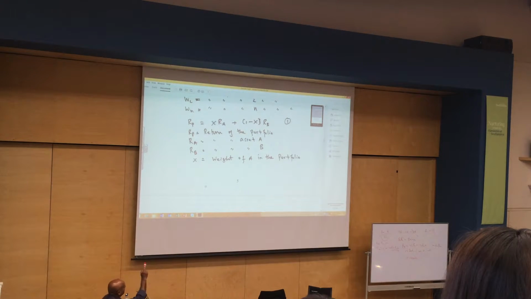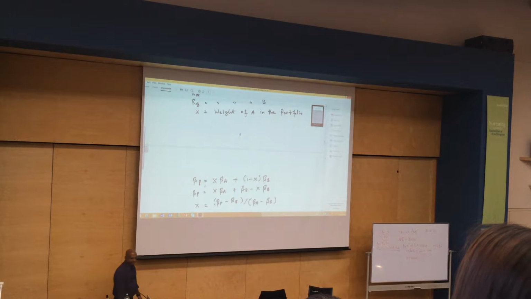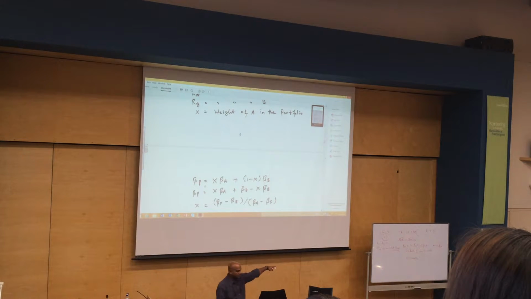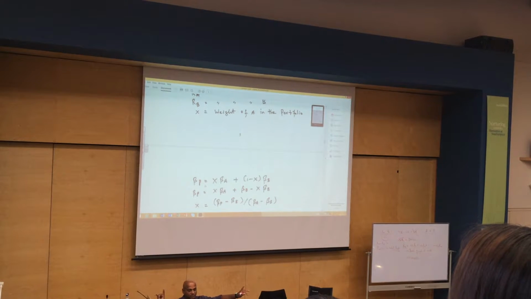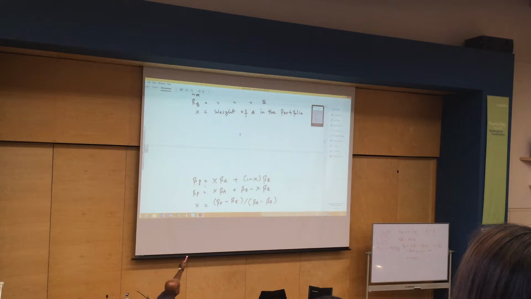Weight of A. Equation 1 is quite standard. We did that before. Now beta is equal to that. From there, beta of this portfolio between two risky assets A and B is equal to that. Beta is a weighted average, just like the return in equation 1, beta is also a weighted average. You all with me? The beta is exactly the same.